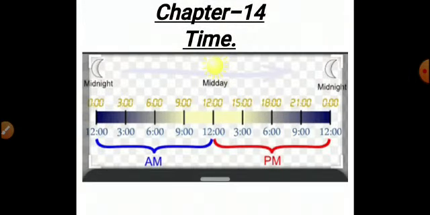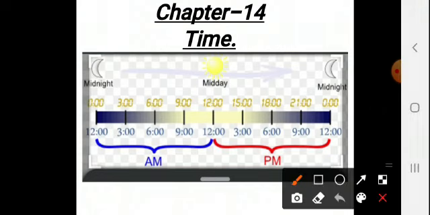Okay, so you are all aware that time is the most important thing in today's period. Without time we can't do anything. Everything that we do in our daily life, every movement, is according to the time. We watch clocks, we wear watches just to see the time. So let's start to study our lesson number 14 which is time.